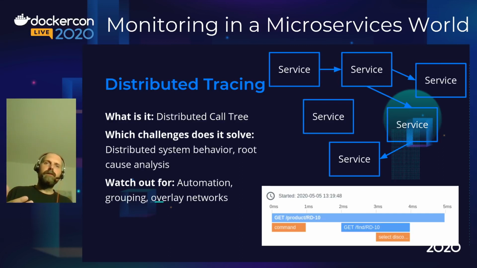So, what are the things to watch out for? What are the things happening under the hood that make tracing maybe a little bit more complicated than it looks? I mean, the first thing that's really important is if you want to use tracing, you should find a way to have tracing enabled for all of your services, right?